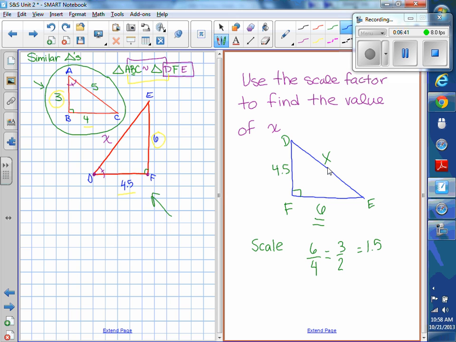So what you do then is you take your 5 here, and I'm going to multiply it by my scale factor to get X. Does that make sense? And that's 7.5. So 5 times 1.5 is the same as, yeah, it's like 5 times 15, 75, right? So instead of 75, we write 7.5.